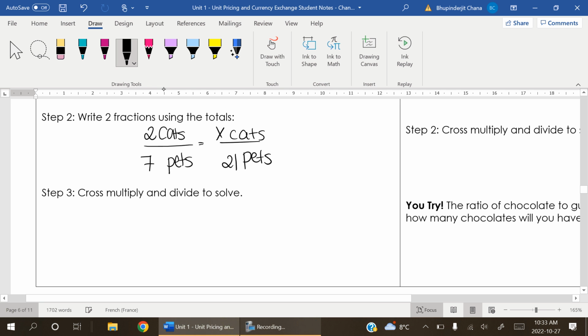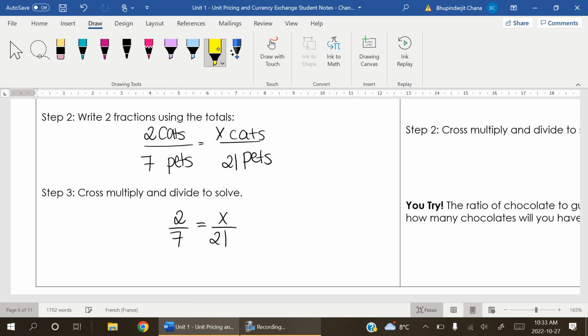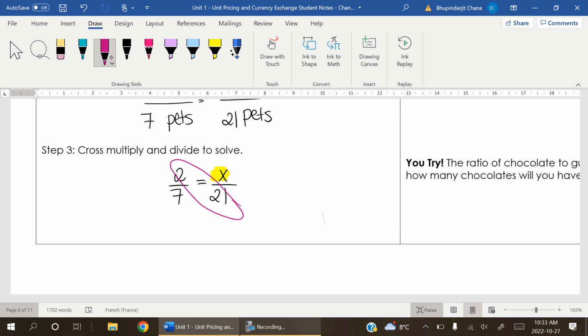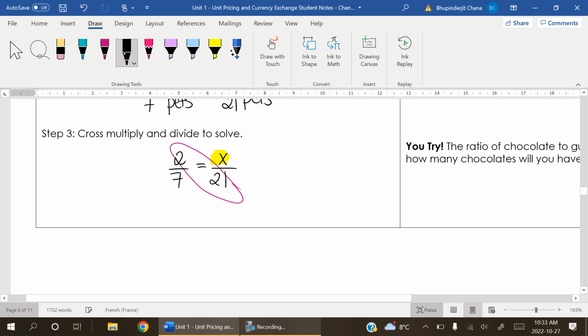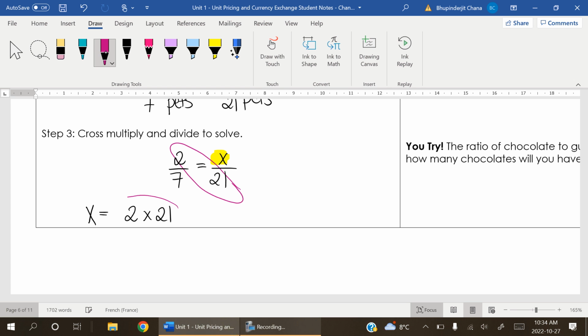We're now going to cross multiply and divide. So we're going to go 2 over 7 is equal to x over 21. Remember, we do not want to include x in our circle. So I make my circle, and then I'm going to write x is equal to 2 times 21. That was in my circle, divided by whatever's left outside of the circle. We're going to divide by that number.